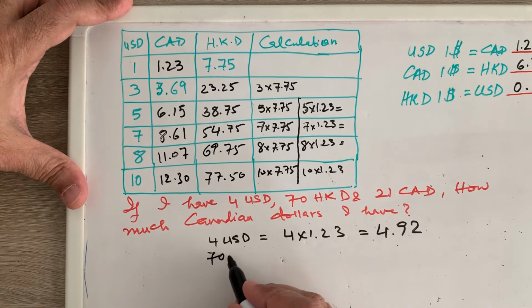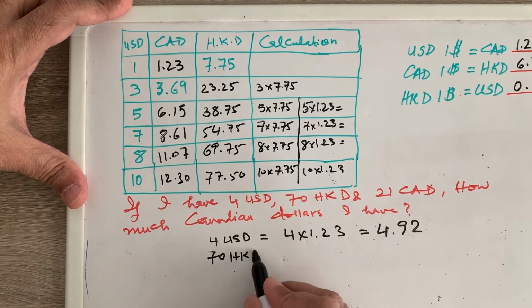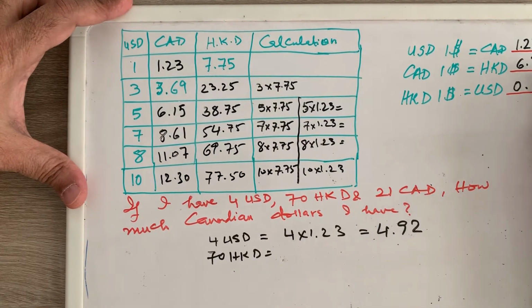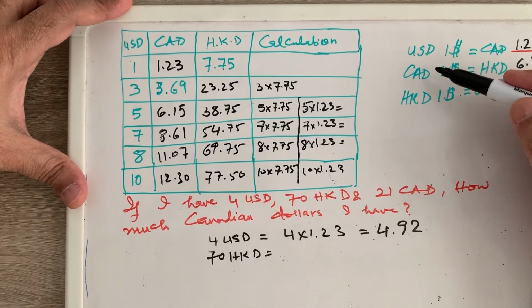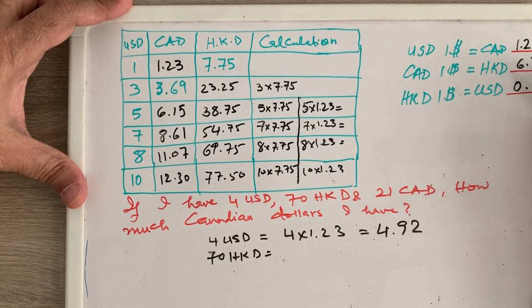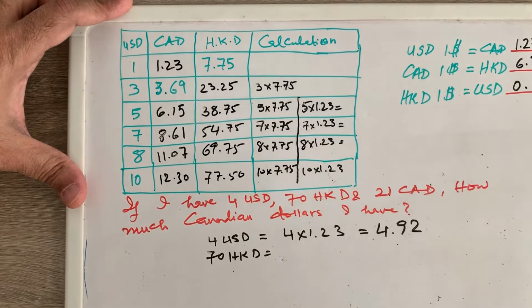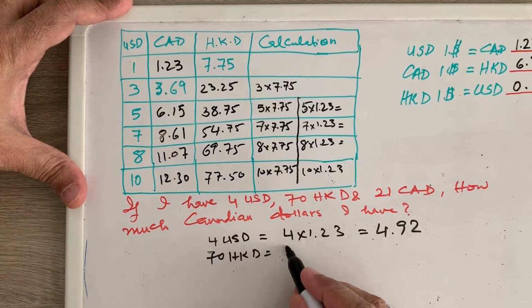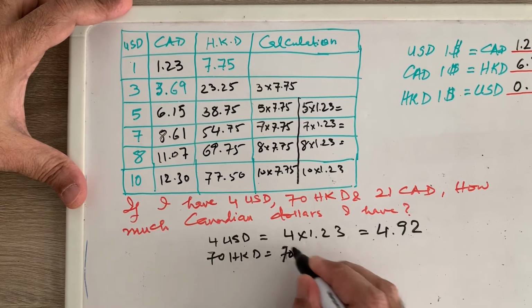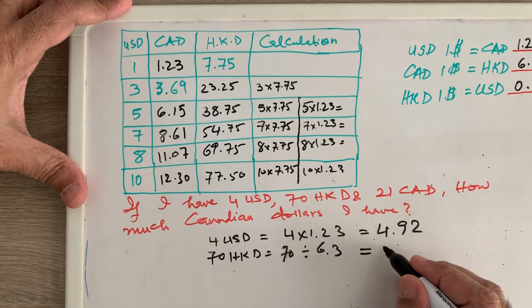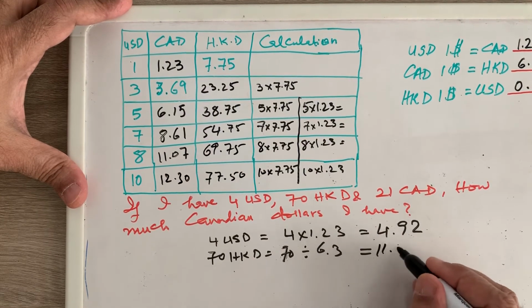Now, what is next? 70 HKD will be equal to, so how much HKD? That means we have to divide by 6.3, right? This is 1 Canadian dollar is equal to this many HKD. This is the multiplying factor, I told you. So if it is reverse, then we have to divide. This is an important step. So 70 HKD, 70 divided by 6.3, right? So this comes out as 11.11.